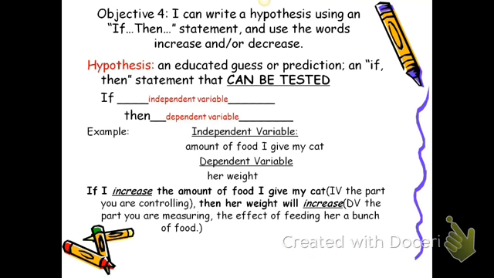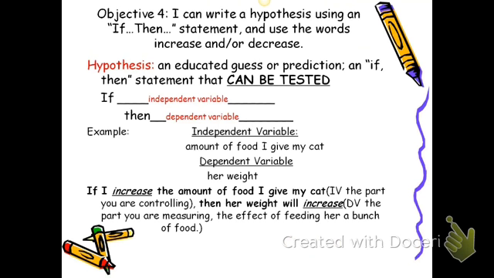So here's an example. The amount of your independent variable, the thing the scientist changes, is the amount of food they're going to give their cat. The dependent variable, what's dependent on the amount of food that they give, is the weight of the cat. So if you look at the bottom, if I increase the amount of food I give my cat, then her weight will increase. Notice that I used the word increase there.